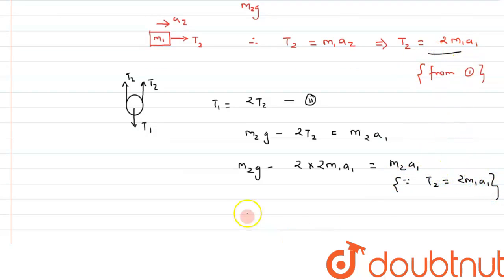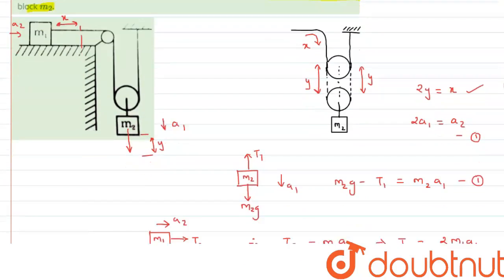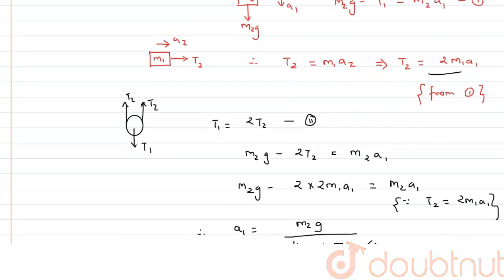Therefore from here the value of A1, which we are interested in finding, can be written as M2G divided by 4M1 plus M2. So this is the acceleration of block M2 that we are getting. I hope you have understood the concept, and thank you for watching.